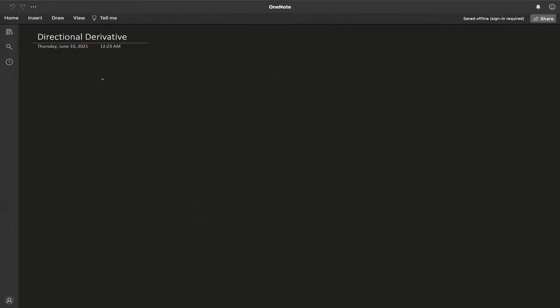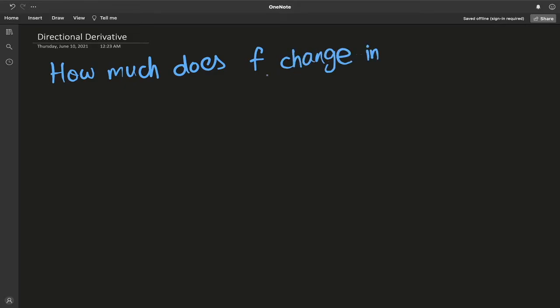Okay, so in this section, the question we need to really ask ourselves is, how much does f, which is a multivariable function, a scalar field nevertheless, change in a given direction?